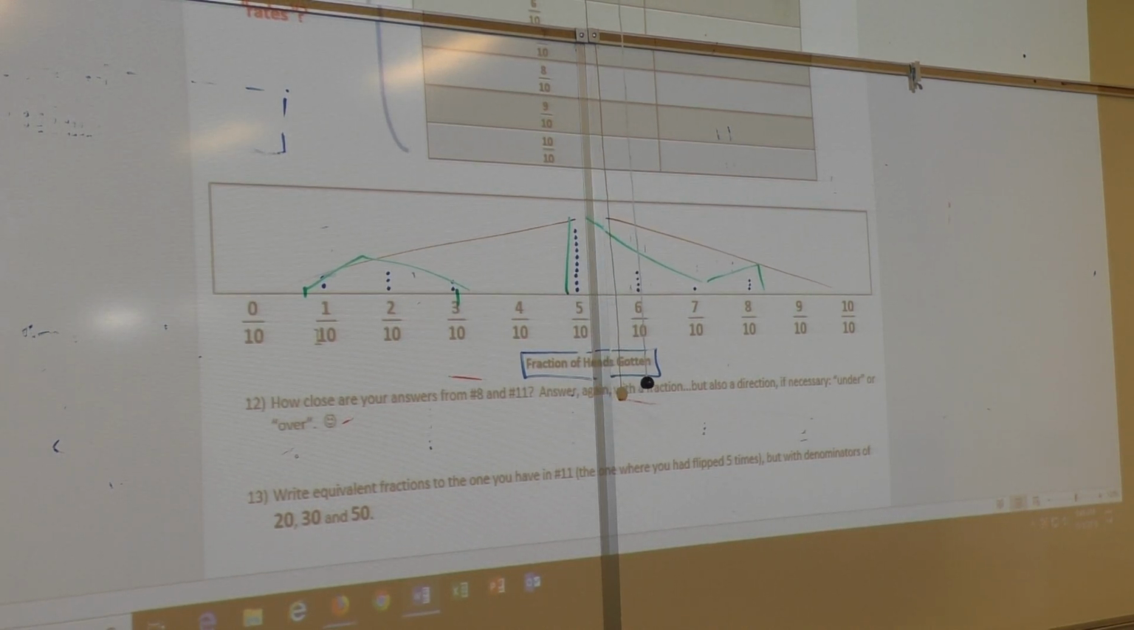It says, how close are your answers from number 8 and number 11? So look at number 11. Number 11 is your fraction out of 10, your 5 out of 10. Number 8 is your something out of 5, 2 out of 5. Look at those two numbers and tell me how close they are. And how can you measure closeness of fractions that don't have the same denominator? Simplify it or just divide it? What times by 2? I'm hearing lots of things. Give it a shot. Jenny, go ahead.